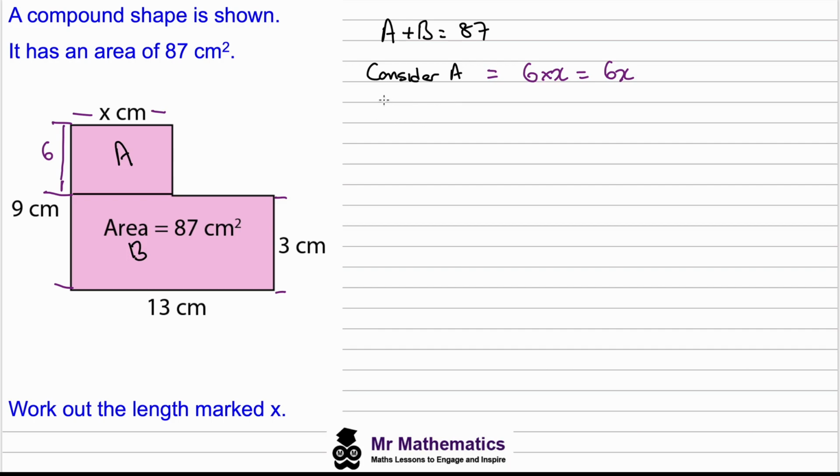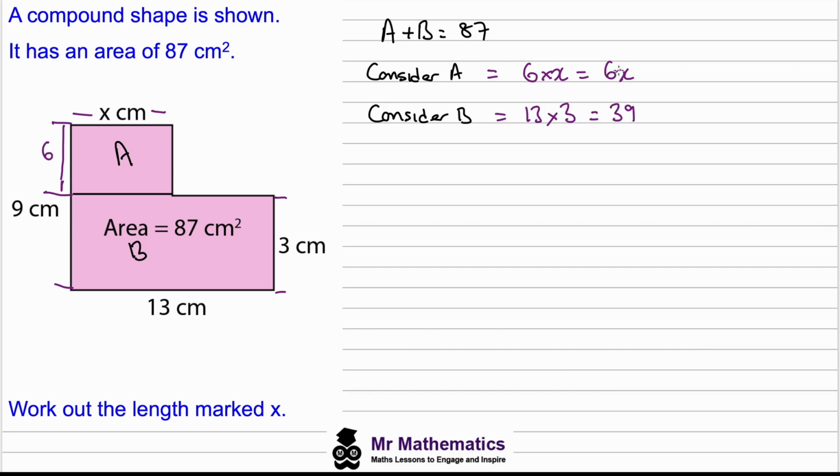Now, if we consider rectangle B, well, this will have a length of 13 units, multiplied by the width of 3 units. So this is going to be 39.